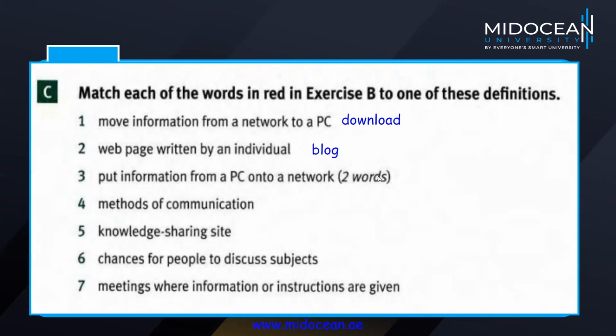Number three, put information from a PC onto a network. Again, information from a PC onto a network. I upload some information or a folder from my computer onto the internet. So what am I doing? Post or upload.